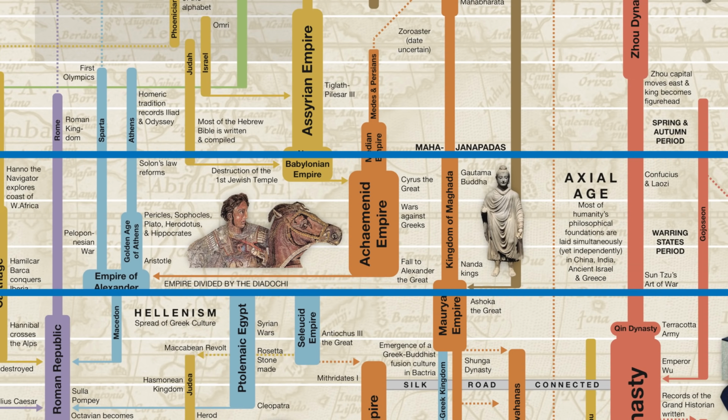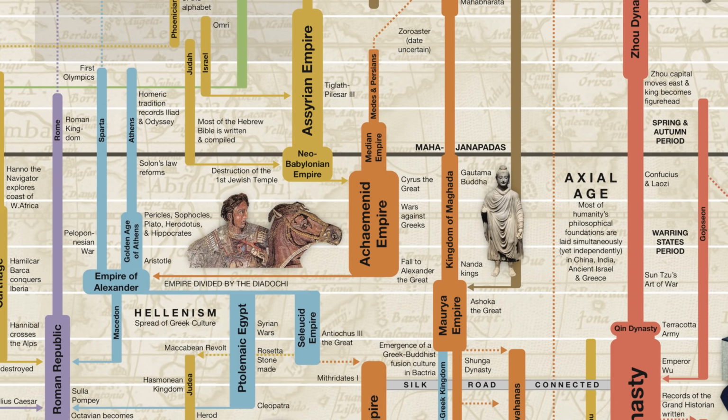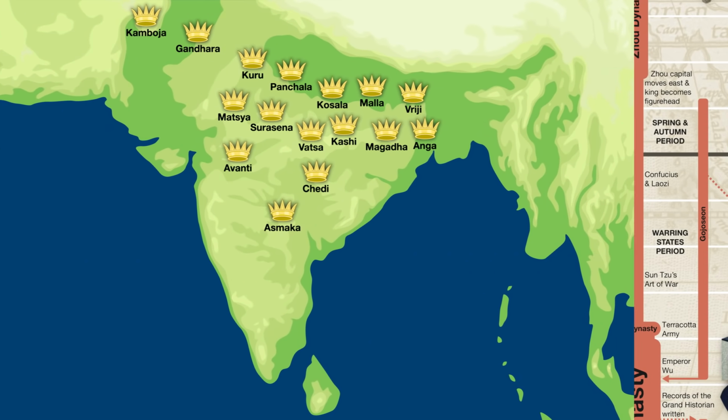It was also during the lifetime of the Buddha that the Achaemenid Persian Empire, which we discussed last week on this channel, was dominating the entire Middle East, and that the Jews living in that empire were putting together what would eventually become known as the Old Testament. So yeah, a lot of important changes were happening in the world when the Buddha lived. Let's now talk about where the Buddha lived.